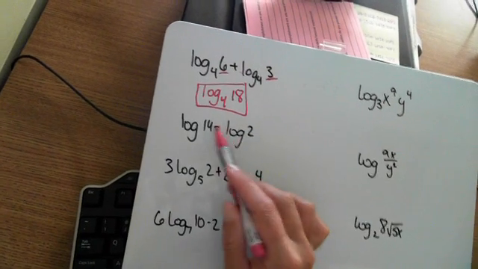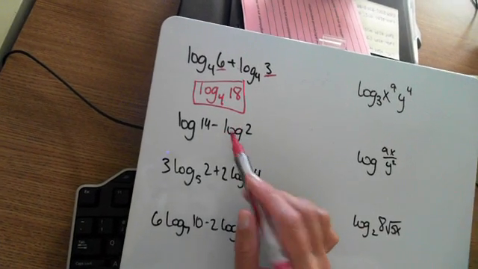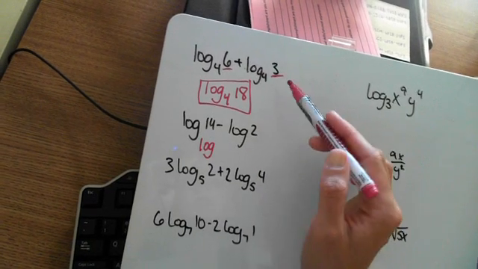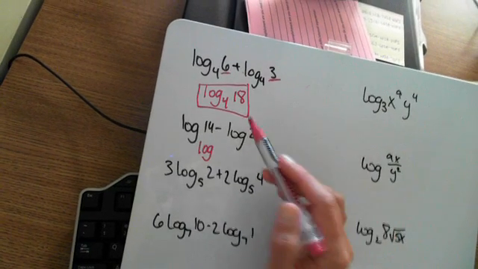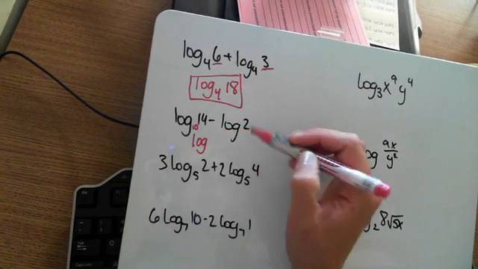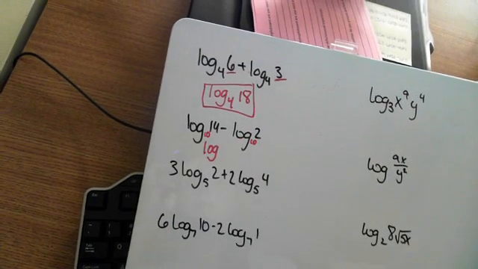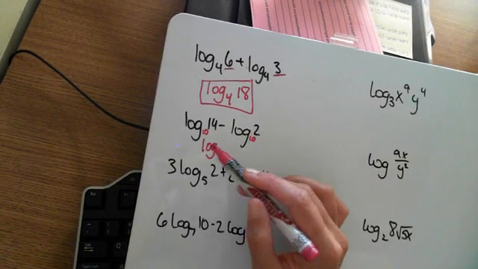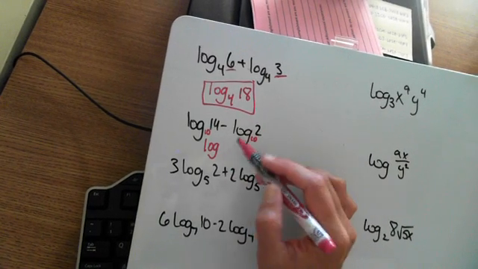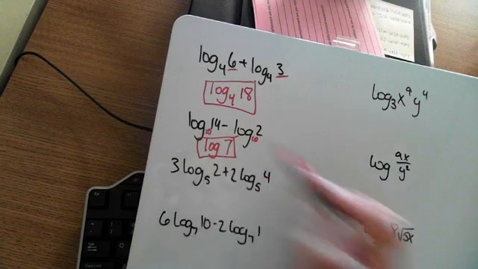When we are subtracting two logs, you're going to join them together into a single log by division. So when you add, you multiply. When you subtract, you divide. Now, we don't have a base written here, so if you want, you can fill it in as base 10, but anytime you don't see a base, it is assumed to be base 10. So we're going to write down our single log base 10, I'm going to leave it off, of 14 divided by 2, and we get log of 7.